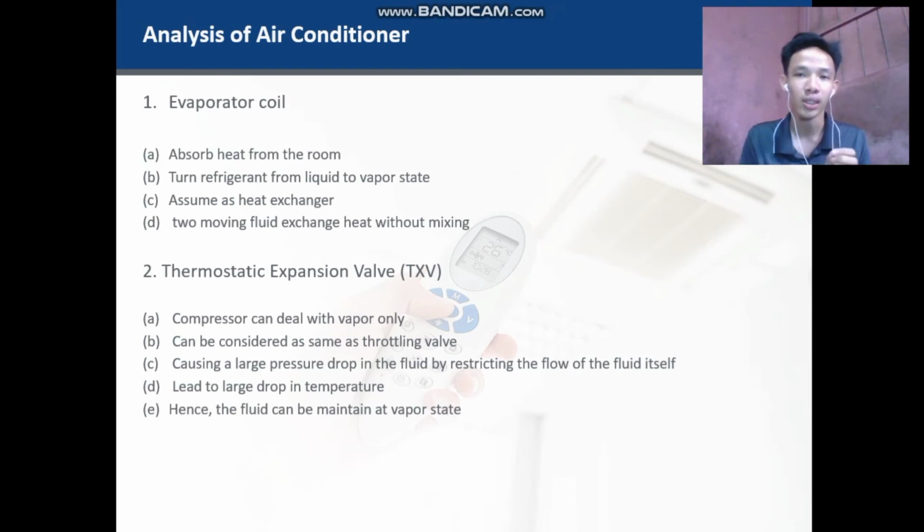The second point is the thermostatic expansion valve. This thermostatic expansion valve is used to make sure the refrigerant that enters the compressor is in a vapor form only. This is because the compressor cannot deal with a liquid refrigerant, as it will damage the compressor. So how does the TXV do this? It causes a large pressure drop in the fluid by restricting the flow of the fluid itself. Hence, the fluid can be maintained in a vapor state.